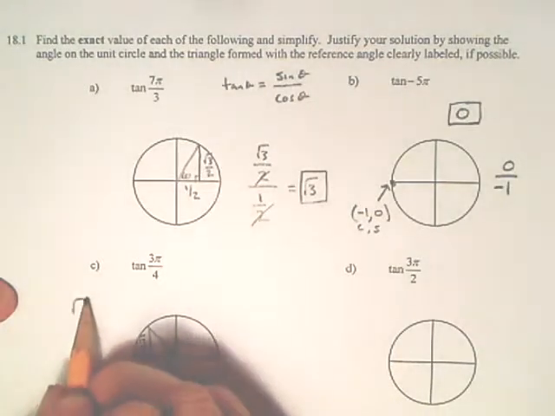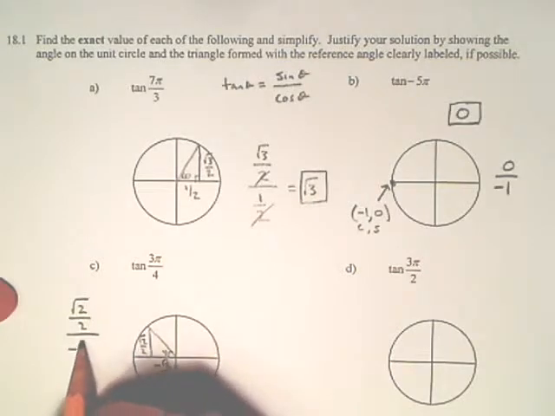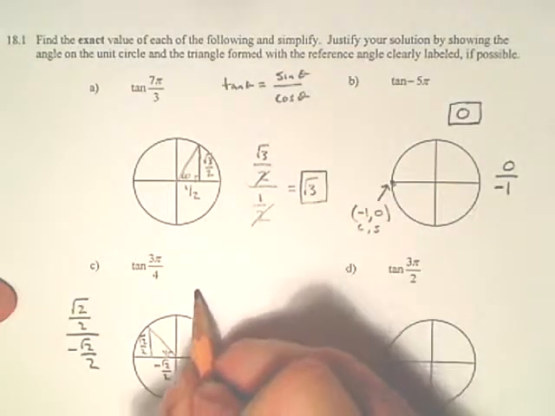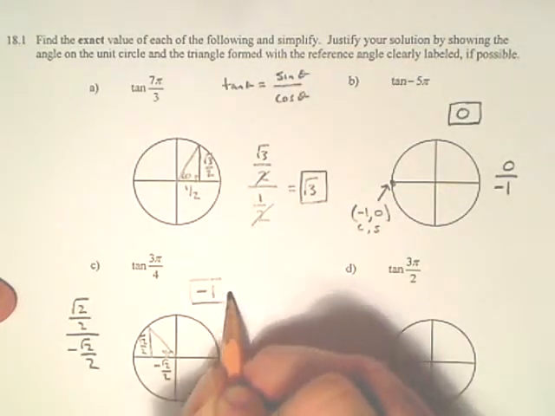Put sine on top of cosine. And simplify it. Anything divided by itself is 1, so a positive divided by a negative, negative 1.